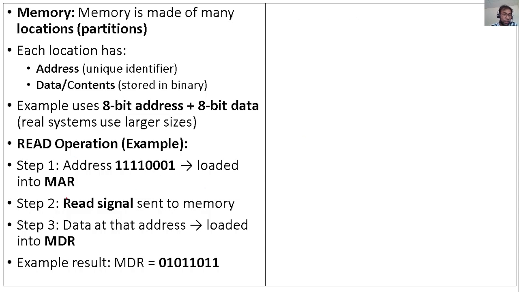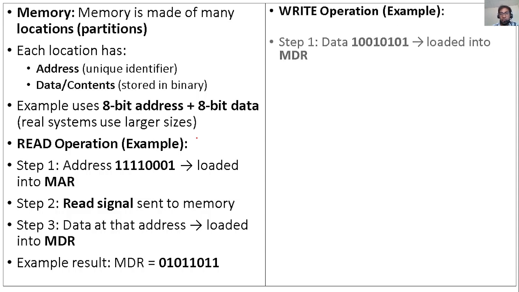You can see this is how the read signal happened. Address and then read signal sent to memory. The data at that address is loaded into the MDR, and this is how we did it.